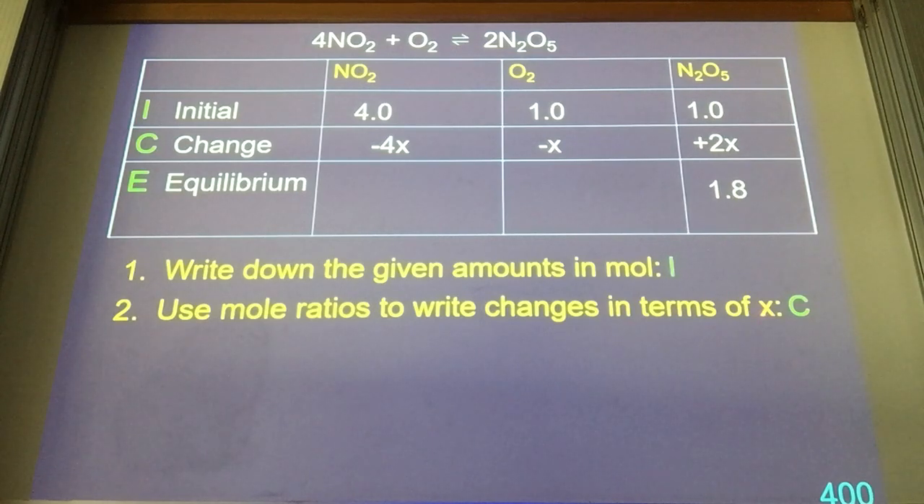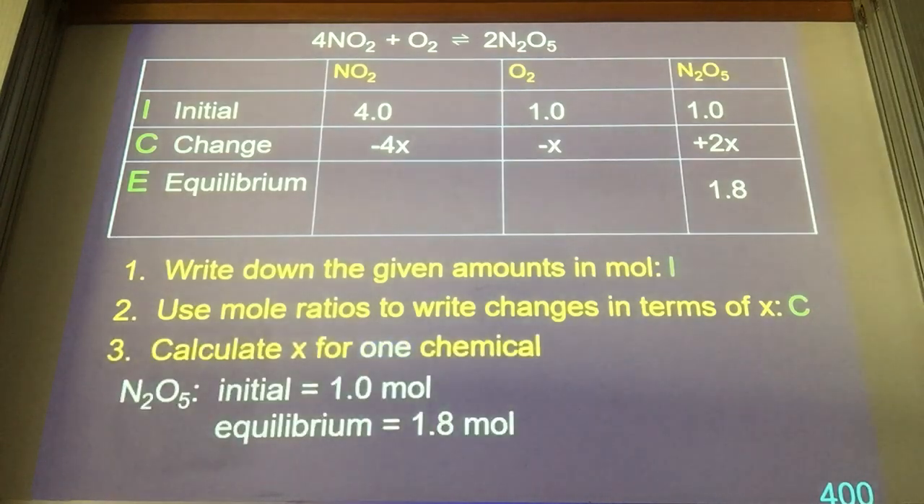So we can write that in terms of x's. Looking at the coefficients, if 2 moles of N2O5 are produced for every 1 mole of that and 4 moles of that, then N2O5 is going to increase by 2x. If O2 decreases, because it's a reactant, it's going to go down by x, and NO2 is going to decrease by 4x. So we know that 2x equals 1.8.